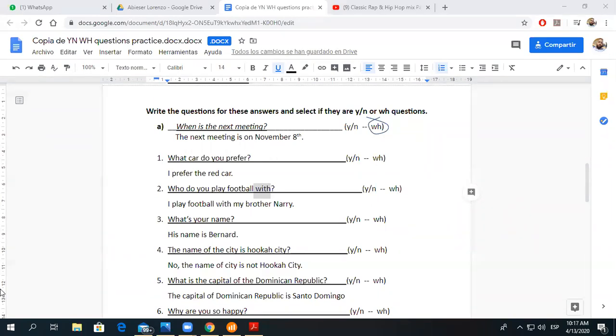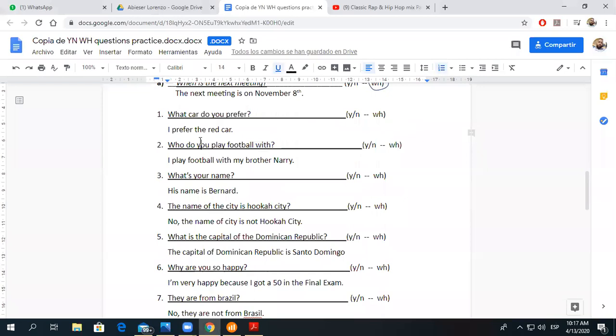What color car do you prefer? No, that would be, what color car do you prefer? That's a more elaborated question. More difficult to write if you're learning English. Okay. Cool. Next one. So remember, who do you play football with? You gotta use the preposition that you have here.